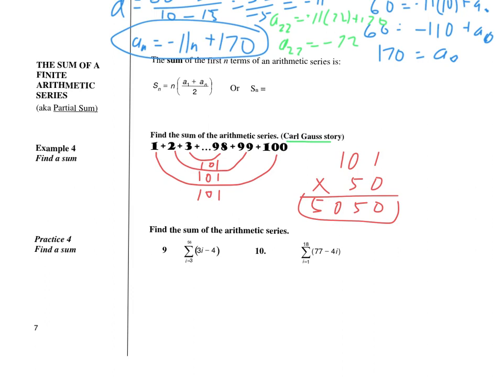Okay? So that leads us to our formula here. So we have n is the number of terms that we're adding.